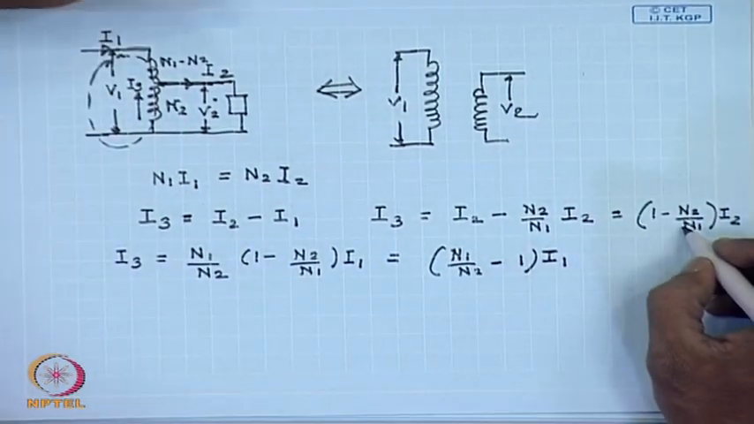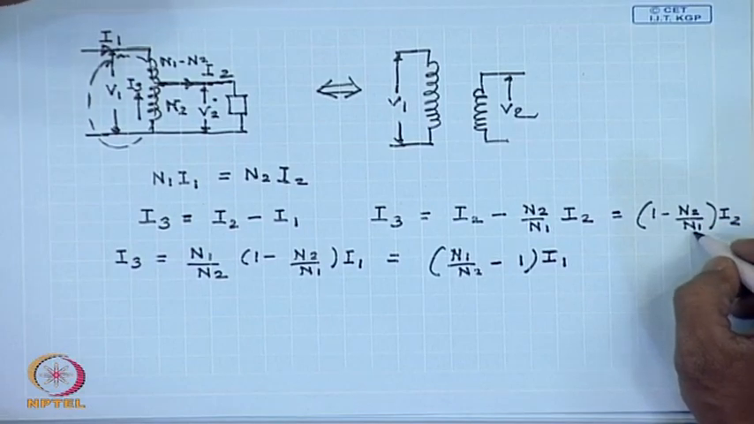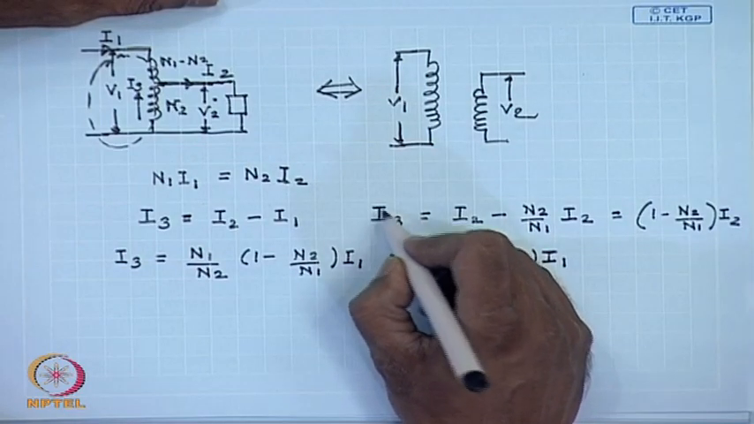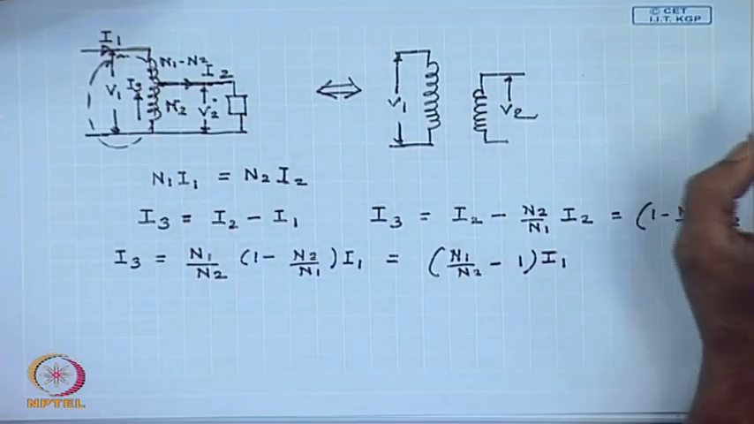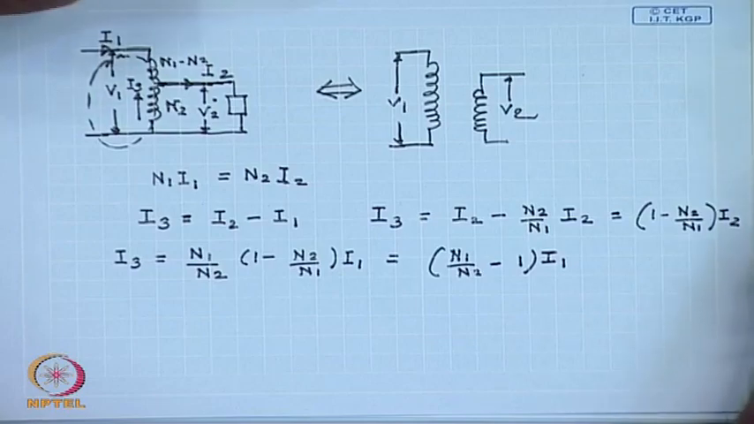From this expression we can see N2 by N1 is larger than 0. Therefore, we can see that the current I3 will be smaller than the current I2. That is because I3 is the current due to induction, whereas the rest of the current flows by conduction. So, in an autotransformer, power transfer takes place both by electrical conduction and magnetic induction, and hence certain advantages result.